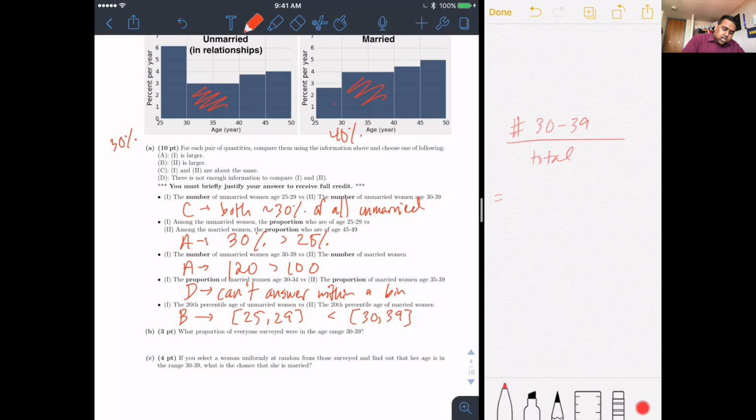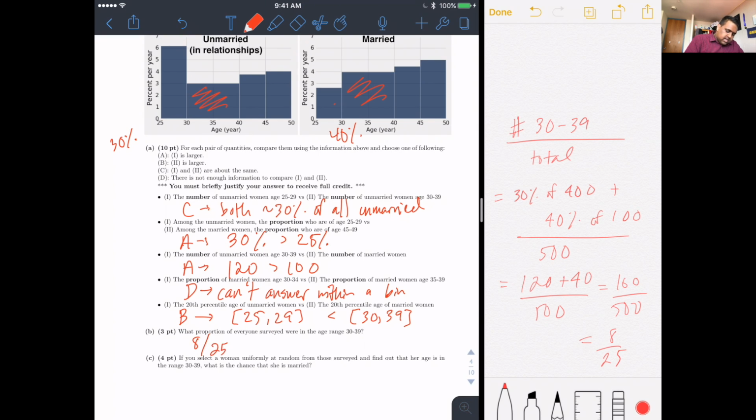So this calculation will now be 30% of 400 plus 40% of 100, all divided by 500. That will give us the proportion of women who are 30 to 39 of everyone surveyed. As we discovered before, 30% of 400 is 120, 40% of 100 is 40, and we're dividing this by 500. So this yields 160 over 500, or 8 over 25. That's a good enough answer for this.